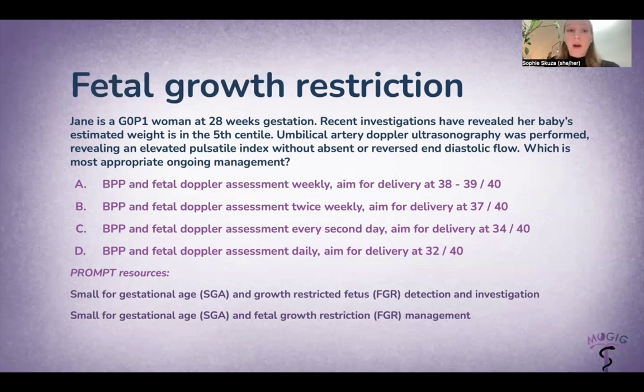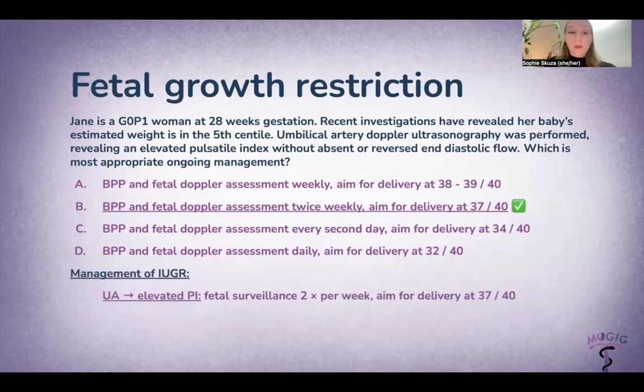A, weekly biophysical profile and fetal Doppler assessment, aiming for delivery around 38 to 39 weeks gestation. B, twice weekly biophysical profile and fetal Doppler assessment, aiming for delivery around 37 weeks gestation. C is to perform a biophysical profile and fetal Doppler assessment every second day, aiming for delivery around 34 weeks gestation. And finally, D, a biophysical profile and fetal Doppler assessment performed daily, aiming for delivery around 32 weeks gestation.